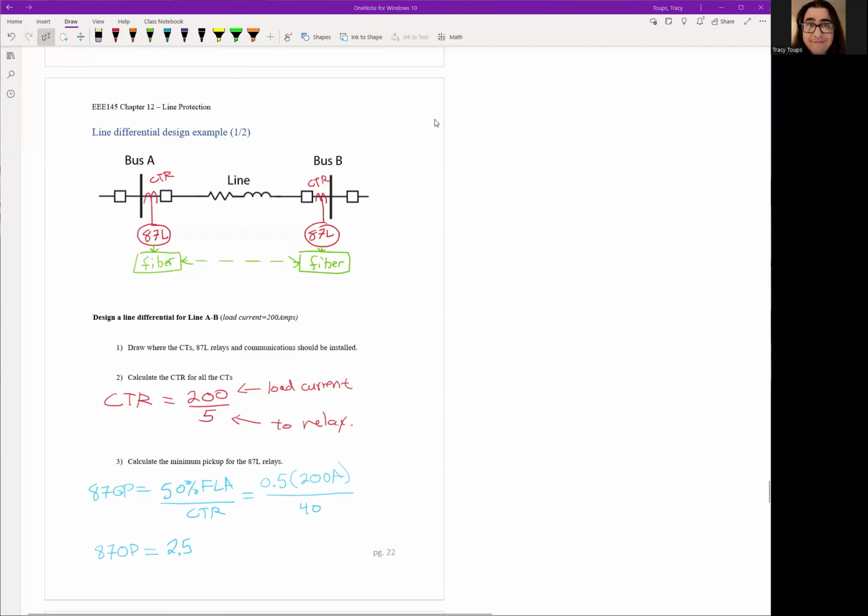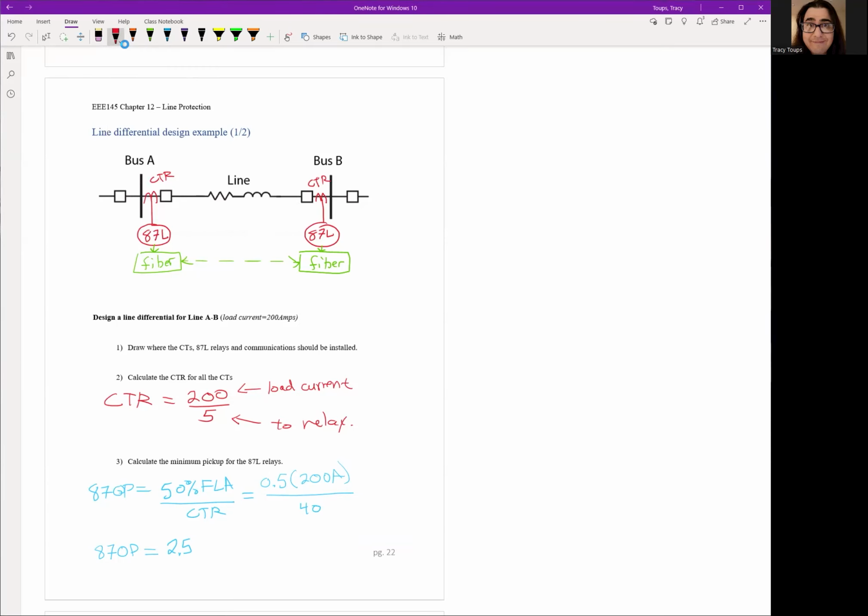All right, welcome back. Let's go ahead and check this line differential design example we left off on. So first things first, you have a bus A, bus B, you have a line in the middle. Draw where the CTs, A7 relays, and communication channel should be installed. Remember, we want to put a relay at the edge of the lines, include the circuit breaker within our zone. So it's called wrapping the circuit breaker for added protection for the circuit breaker itself.